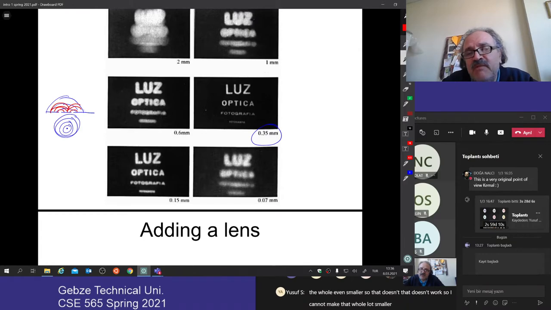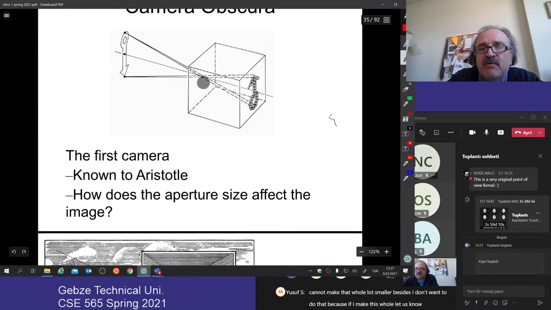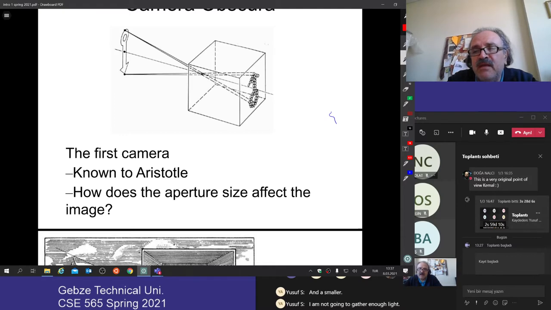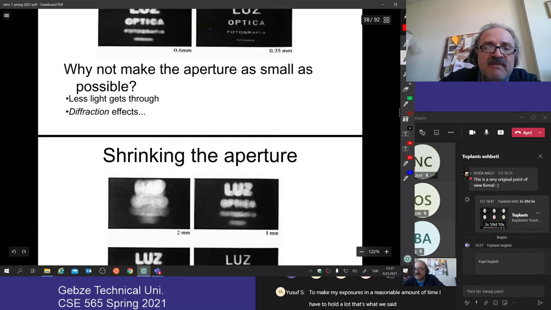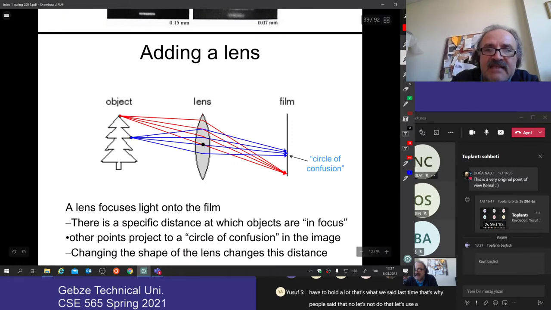Besides, I don't want to do that because if I make this hole a lot smaller, I am not going to gather enough light to make my exposure in a reasonable amount of time. I have to wait a lot. That's what we said last time. That's why people said, no, let's not do that. Let's use a lens, a thin lens.